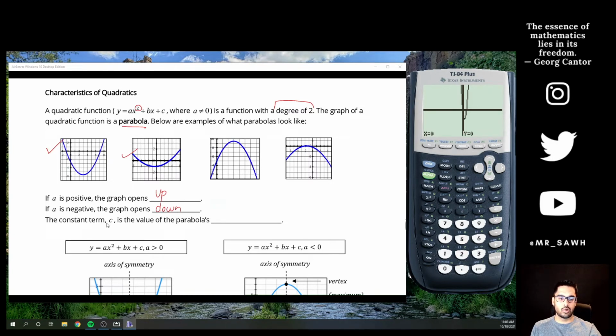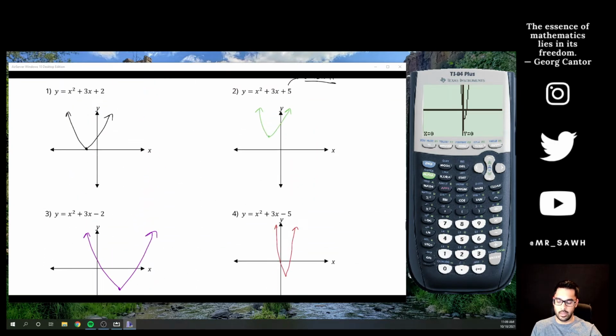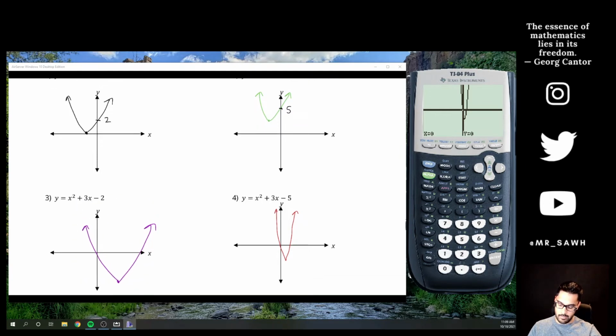Now, the constant term of c, that is the value of the parabola's y-intercept. Essentially, that is where our graph will cross the y-axis. So we graphed a few of them before, and we can take a look at those constants now. Well, the first one crossed at 2, the green one crossed at 5, the purple one I didn't draw correctly, obviously, because it should cross at -2. So I should be down there a little bit. So there it should cross at -2. And the red one at -5.